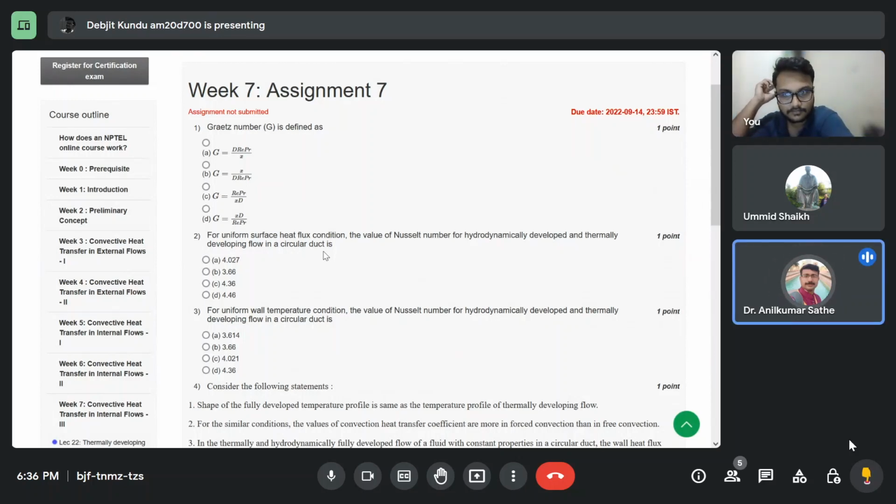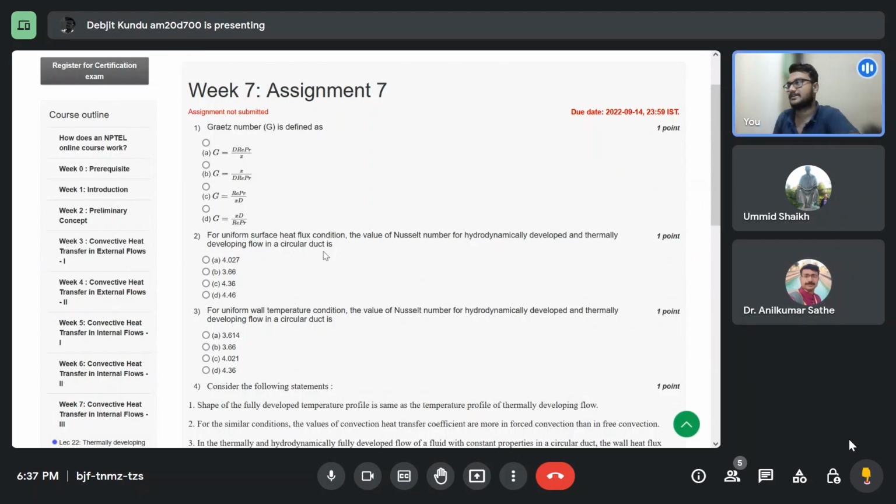But see, sir, if we are going by that logic, if you read the third question, then the problem comes. Here there could be multiple options. Second option is okay, we can guess it should be greater than 4.36. But for the third, the uniform wall temperature condition, a similar thing is given, and four options are here. Our guideline is it should be greater than 3.66. As I can see, there are two options. Now which one should we select? Logic says it has to be greater than 3.66.